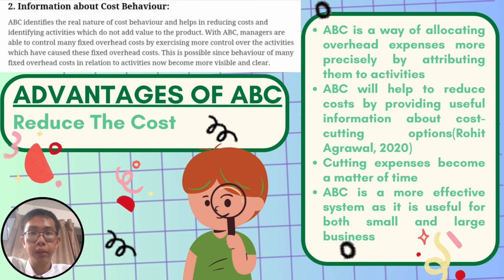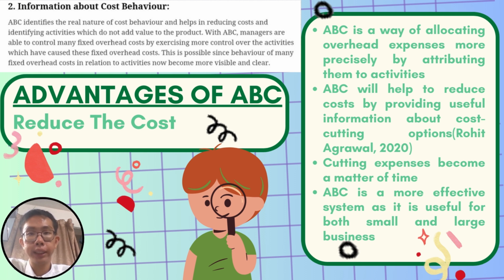Today I want to talk about the advantages of activity-based costing. The first is to reduce the cost. Activity-based costing is a way to allocate overhead expenses more precisely by attributing them to activities. Once costs have been assigned to these activities, activity-based costing will help to reduce costs by providing useful information about the cost-cutting options.